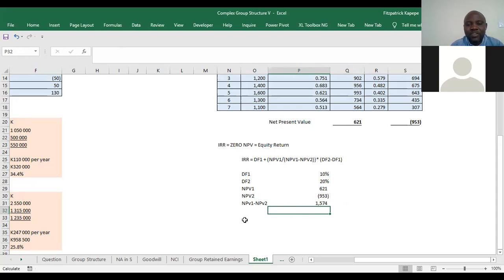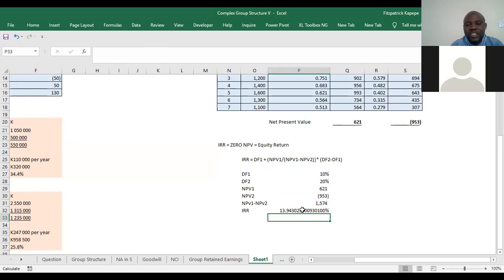So I can now calculate my internal rate of return easily and comfortably. I would say equals discount factor 1, which is this 10%, plus, even if I don't do the maths, I know that it will sort itself out, NPV 1 divided by NPV 2. Once I have these numbers, I'll say times discount factor 2, which is 20%, minus 10%.